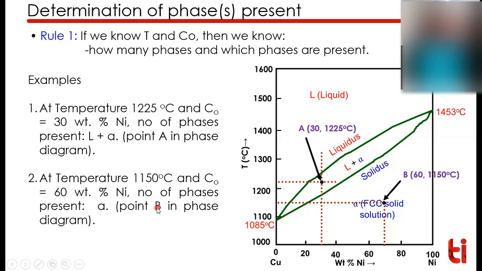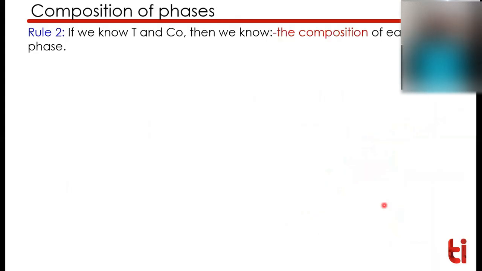In the same way, I have changed the alloy composition to 68% nickel, and the alloy temperature is 1150 degrees Celsius. In that case your point lies in the alpha solid solution, so it is a single phase. That phase is the alpha solid solution.